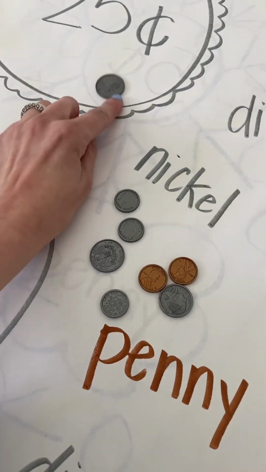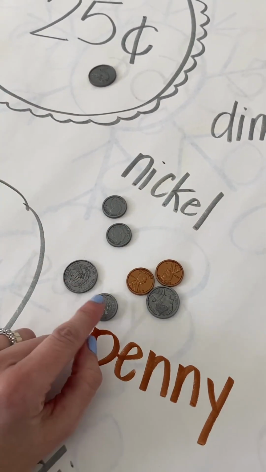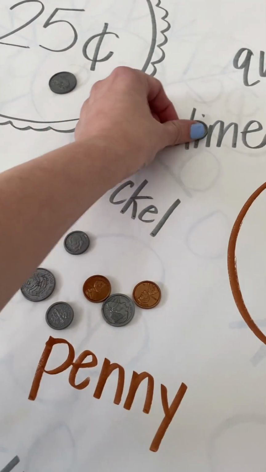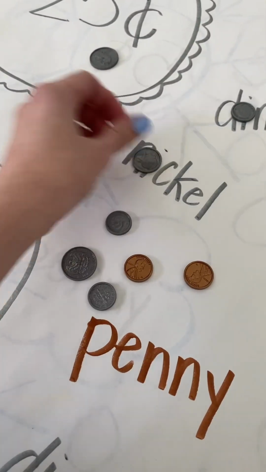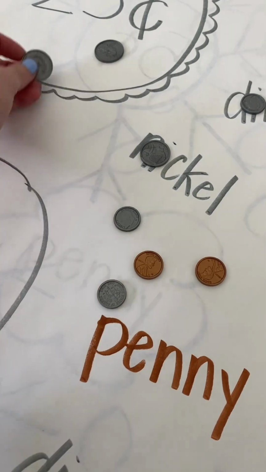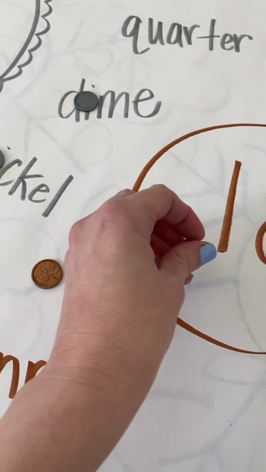So quarter would be 25 cents, the nickel, dime. They could put it on the name, or they could put it with the value.